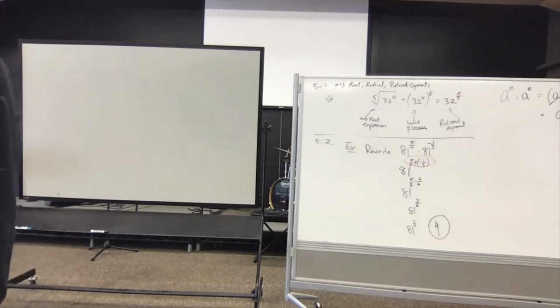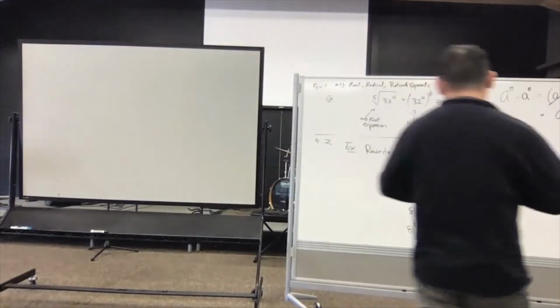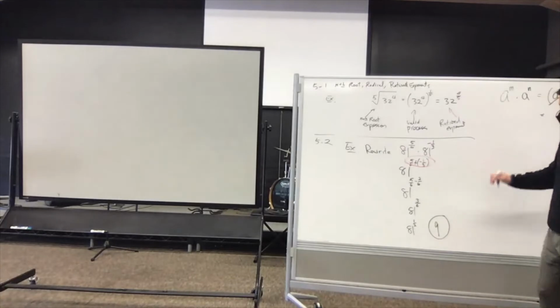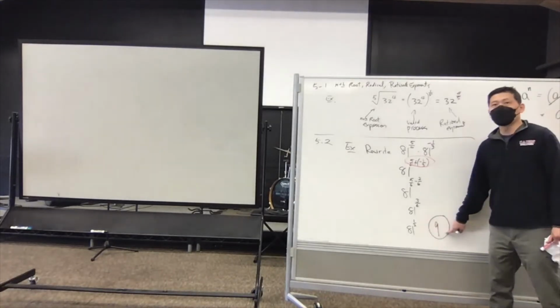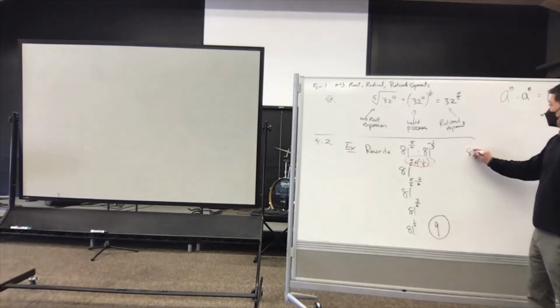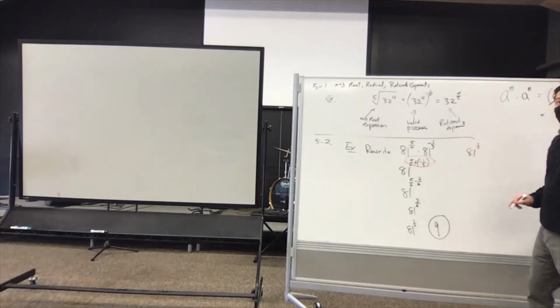I'm a little confused about where the one half goes. Like, when you find the square root of 81, it's just 9, so where does the 1/2 go?